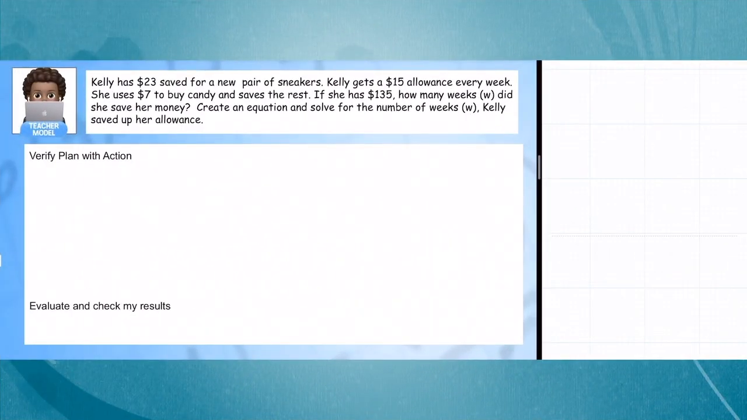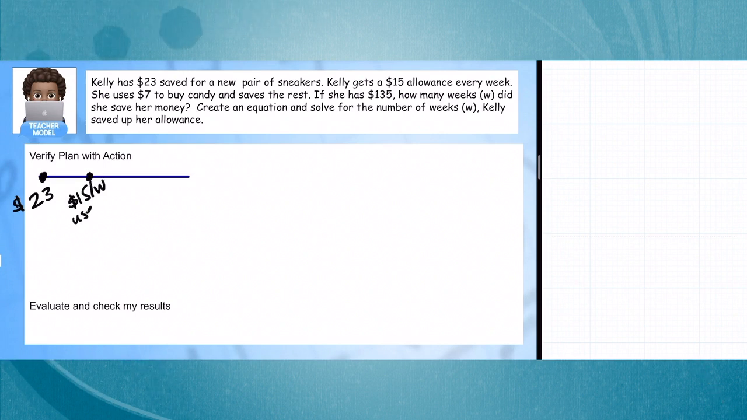Let's start off with our visual because we have tons of facts here. We want to make sure we have the right story. So we know she starts off, Kelly has $23, and each week she gets $15 every week, but she's also spending $7 on candy, and she saves the rest. So that's going to be an important distinction.